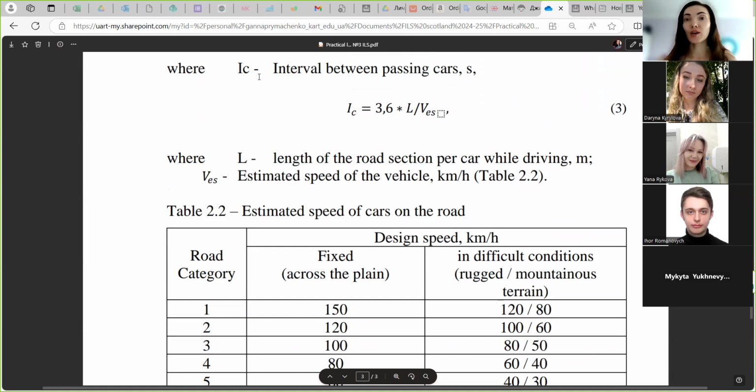What it means, please look under the formulas. It is interval between passing cars. This time was in seconds. We need to find it in seconds. So write in your document E with index C is equal to 3.6 multiplied by our parameters L. We find it on the formulas 4, number 4, and divided by our speed, which we find in this table. Our speed V with index ES.